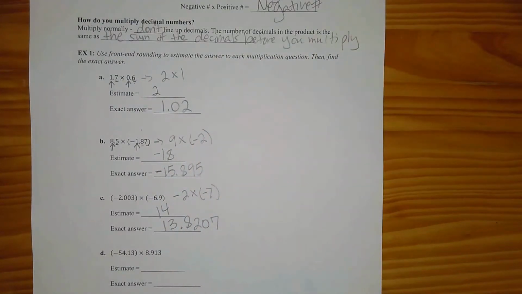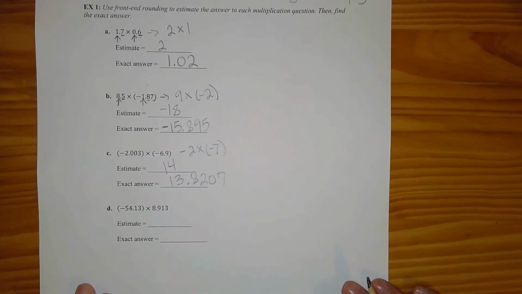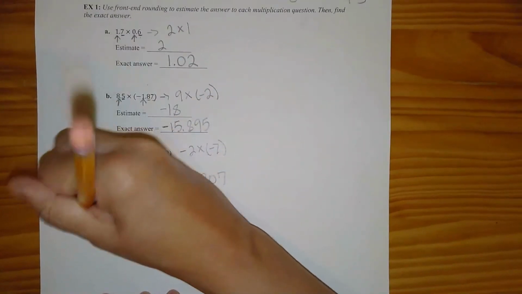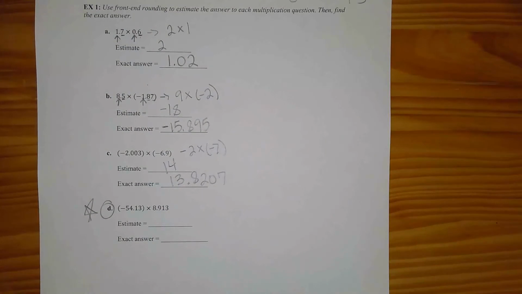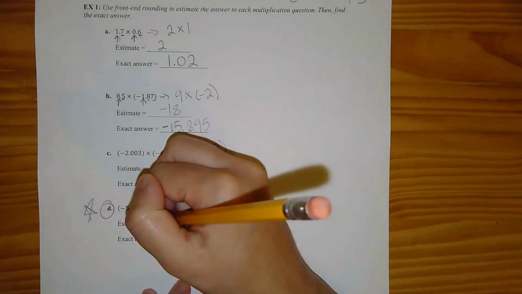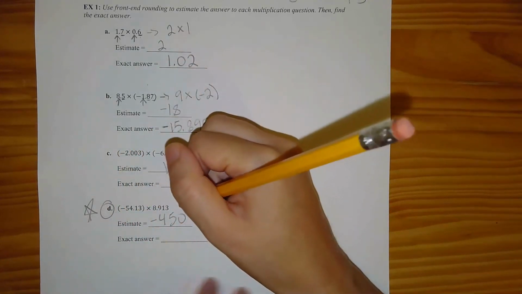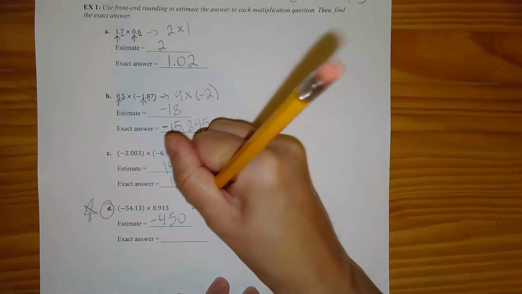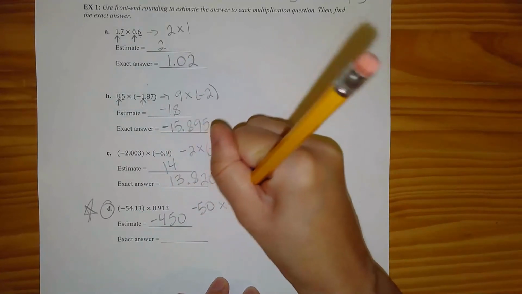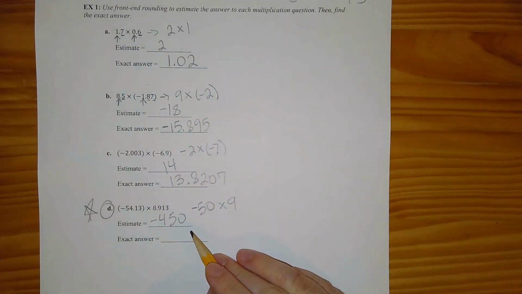Okay. Last one. I'll let you guys do this one all on your own, okay? So pause your video, see if you can do the estimate, and then see if you can do the exact number. Okay? So pause your video, and I will show you guys the answer here in 3, 2, 1. For the estimate, you should be getting negative 450. So when you round it up top, you should get negative 50 times positive 9, which would be negative 450.